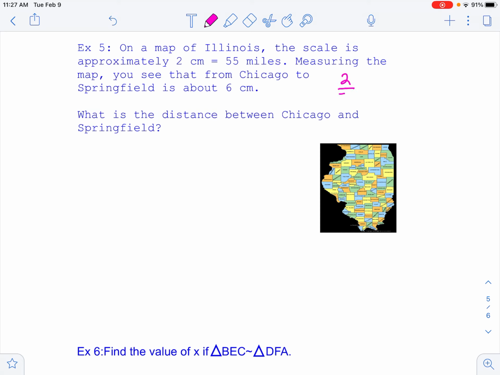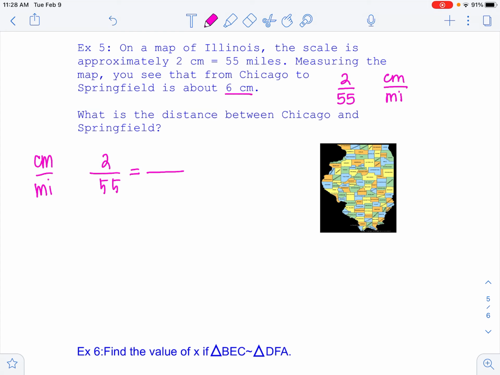All right, so I know that 2 centimeters on the map is 55 miles in real life. I also want to make sure I put that that's centimeters over miles. So I'm going to make my proportion, cross multiply and solve it. My first is 2 over 55. Remember, this is centimeters over miles.